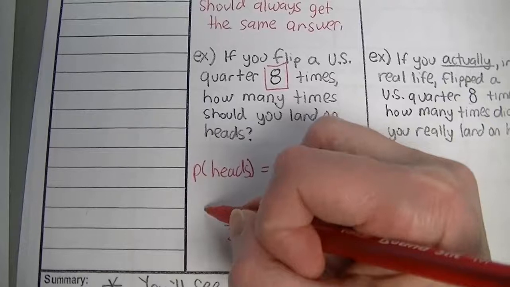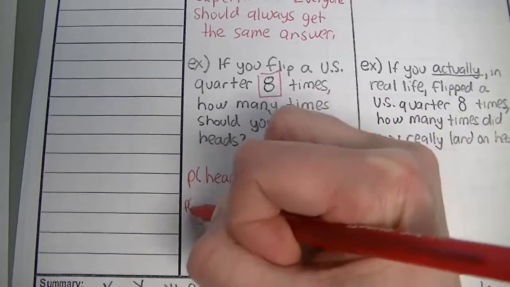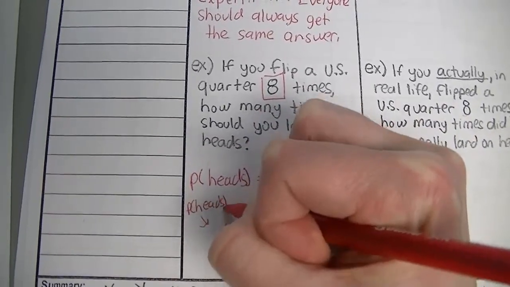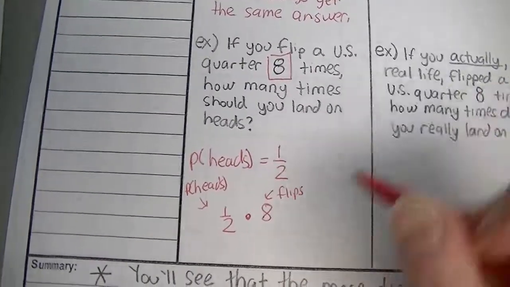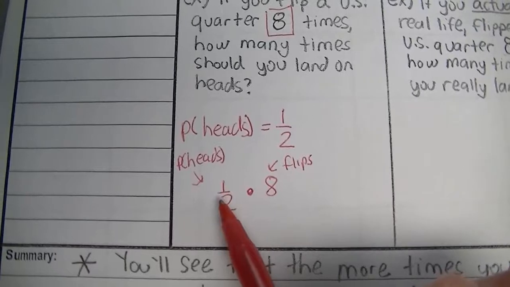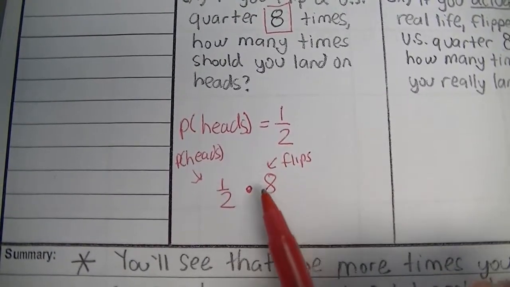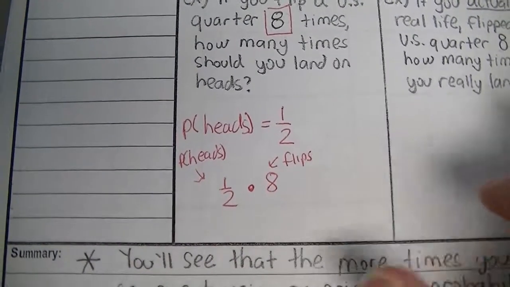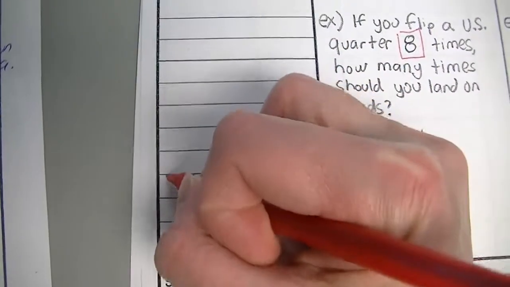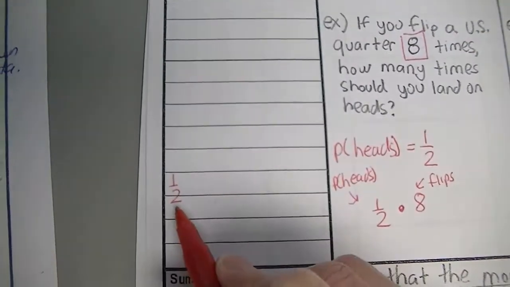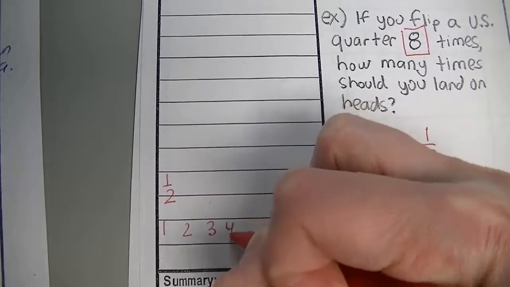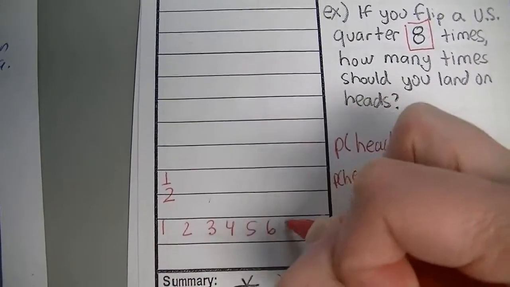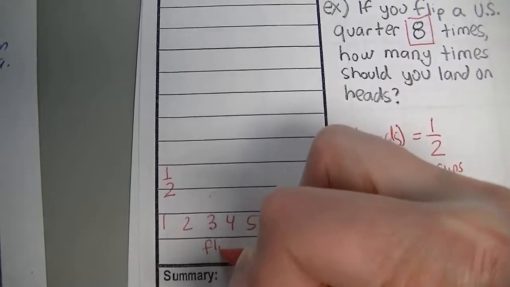So I got the 1/2 right there because that's the probability of landing on heads. But remember, we're going to flip it 8 times. Okay? So that's a probability of just flipping it once. And then doing it 8 times, you want to multiply it by 8. Another way you can do this is just going, okay, so the first time is 1 out of 2, so that's my first flip. Second flip, third flip, fourth flip, fifth flip, sixth, seventh, and eighth flips.